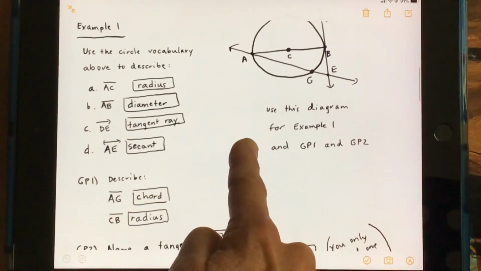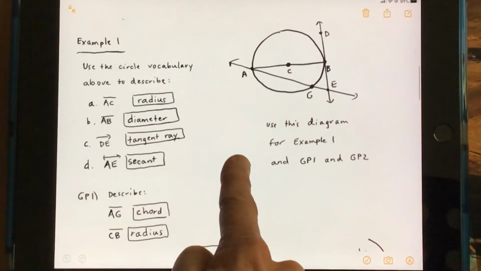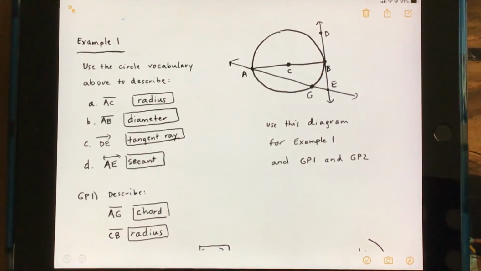So using our circle vocabulary from above, we're going to notice that line segment AC is a radius. Line segment AB is a diameter. Ray DE is a tangent ray because it touches the circle at 1 point, at point B. Line AE is a secant. It cuts through the circle at 2 points.